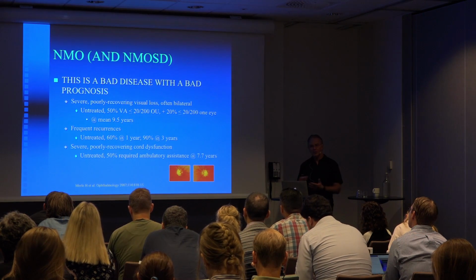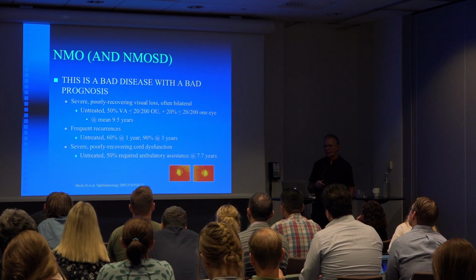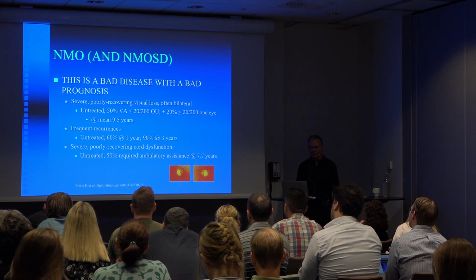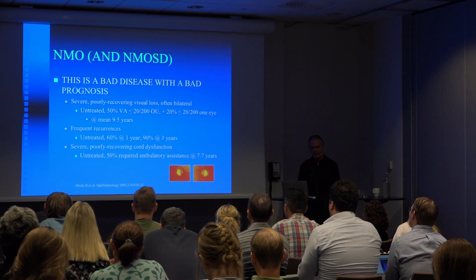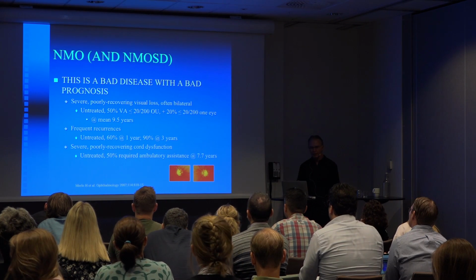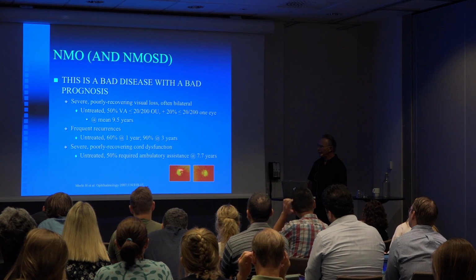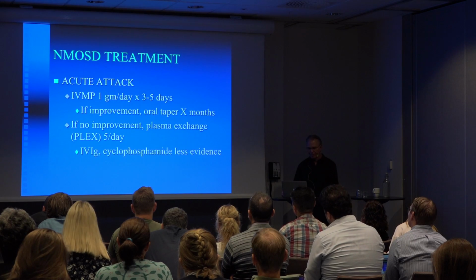So it's a bad disease. Prognosis is bad. They recover poorly. Untreated, at least 50% of them are going to end up with under 20/200 vision. There are a number of studies looking at this, and the recurrence rate is higher. They don't recover as well. And if they have spinal cord involvement, they don't recover from that as well either. So they end up with atrophic optic nerves and bad vision if you don't treat them.